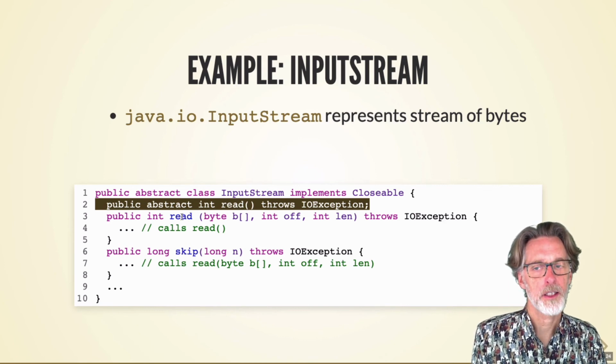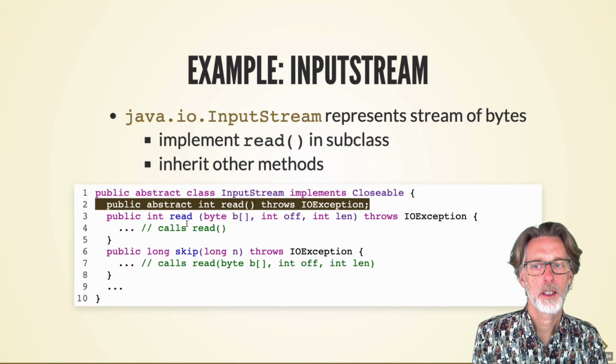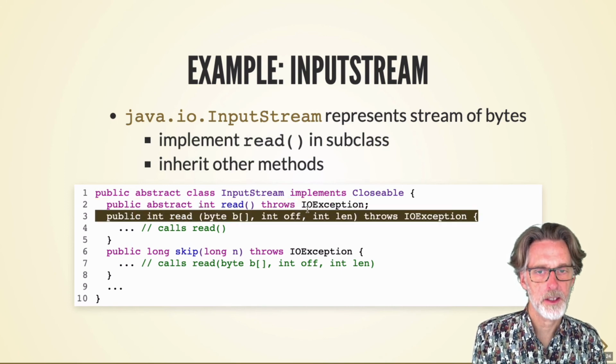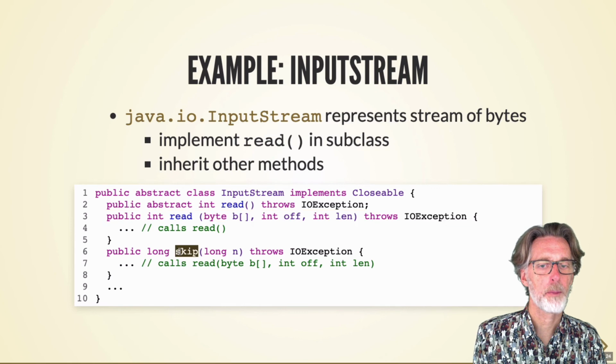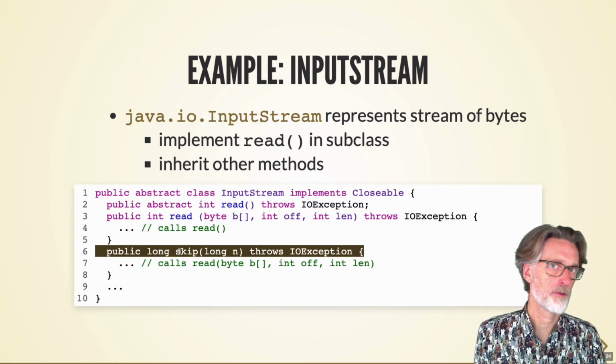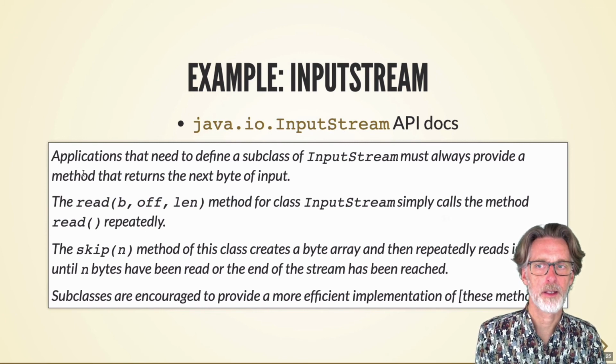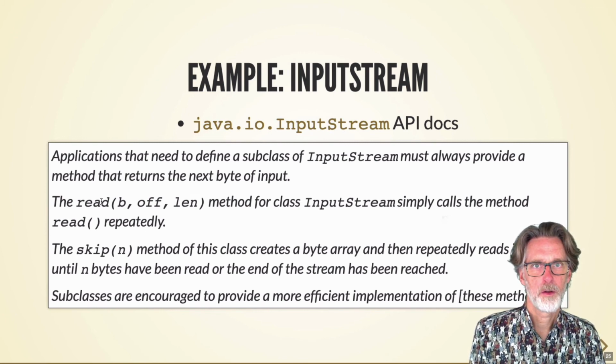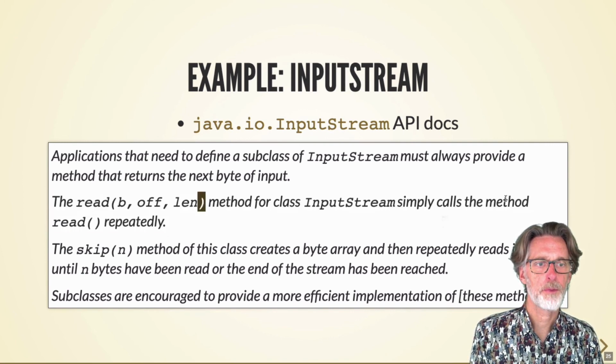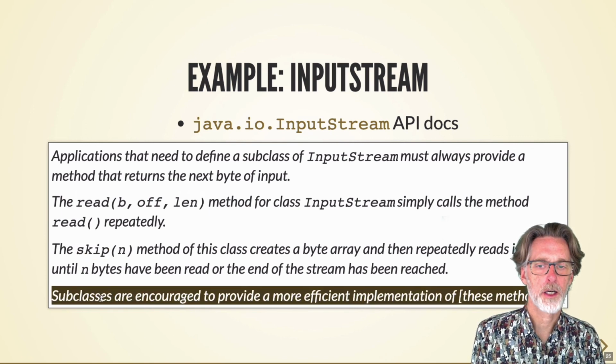We've got methods that use that method read. This one will read a sequence of bytes of a certain length. Skip will skip along and throw out bytes of a certain length from the stream. The documentation tells you more or less what these do. Applications that need to define a subclass of input stream must always provide a method that returns the next byte of input. The read method that accepts the length argument in class input stream simply calls the method read repeatedly. Likewise, skip. Subclasses are encouraged to provide more efficient implementations of these methods.